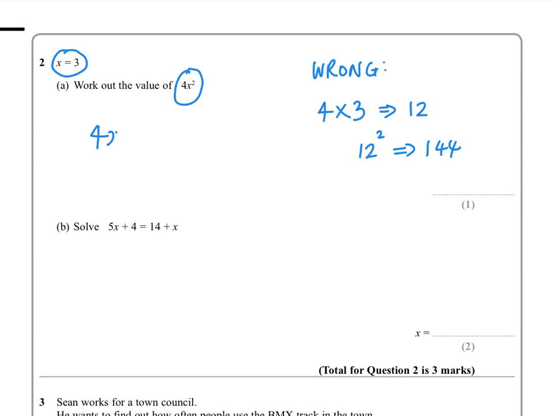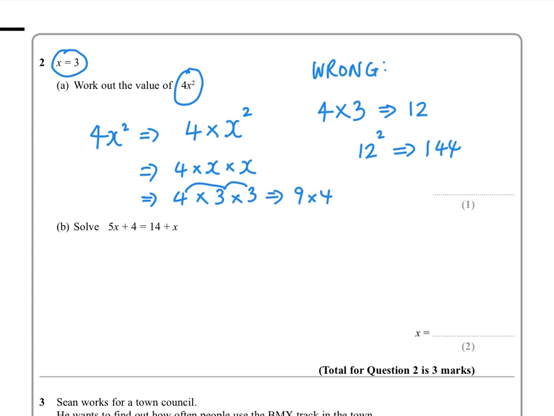What 4x squared actually means is 4 lots of x squared, which is the same as writing 4 times x times x. So in this case, we want 4 times 3 times 3, and you can do the multiplication in any order now. So I'll do 3 3s are 9, times the 4 would be 36.